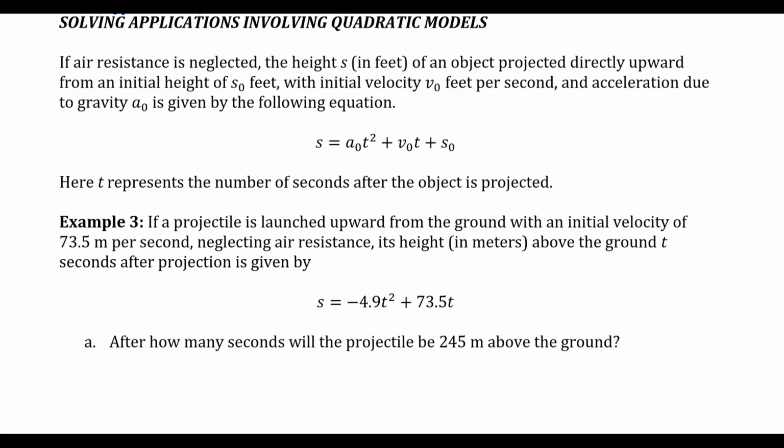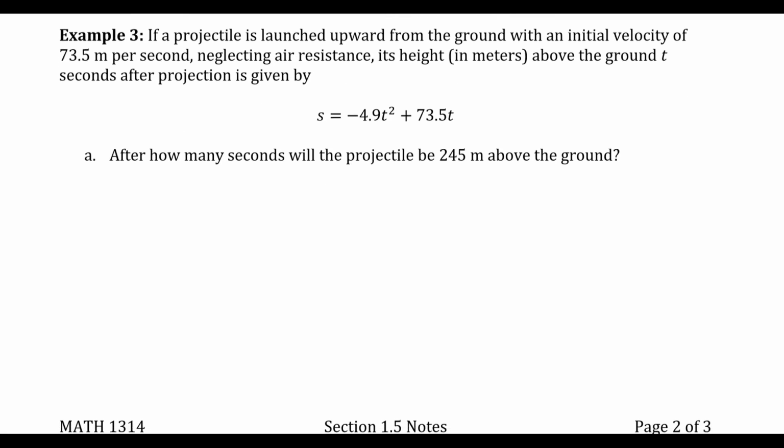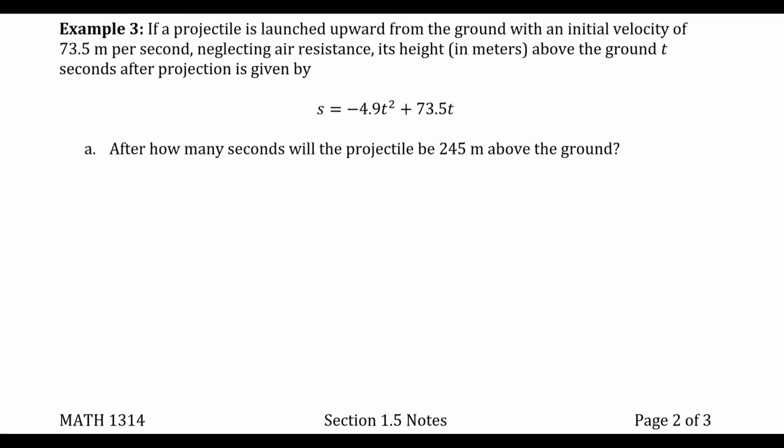So let's look at our example. If a projectile is launched upward from the ground with an initial velocity of 73.5 meters per second, neglecting air resistance, that's pretty important, its height in meters above the ground, t seconds after projection, is given by the following equation. S is equal to negative 4.9 t squared plus 73.5 t.